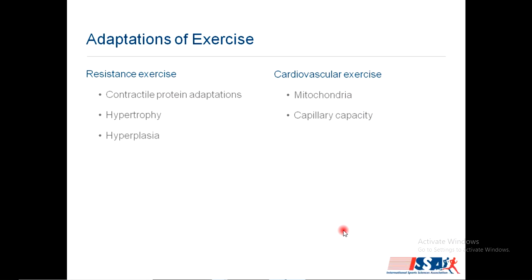Cardiovascular exercise results in mitochondrial and capillary capacity adaptations. Mitochondria are the powerhouse of the cell, and through a series of chemical reactions, produce ATP from glycogen. Increasing the number and size of mitochondria in the cells increases the amount of energy available to the muscle fibers. Increasing capillary capacity increases the potential for gas and nutrient exchange in the muscle fibers. In other words, more oxygen and nutrients can be delivered, and more carbon dioxide and waste products can be carried away.